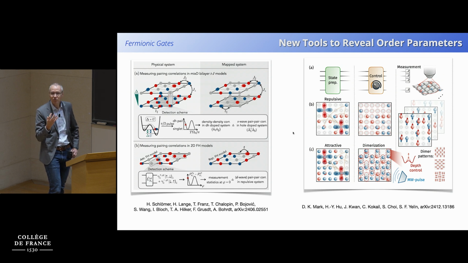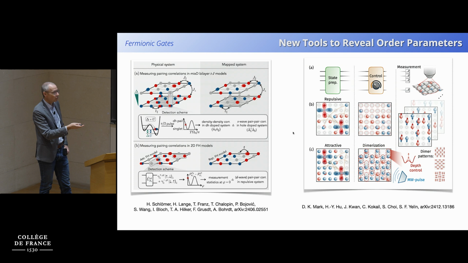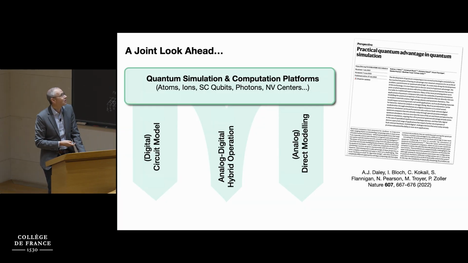So I think this is, of course, a big question. How do you actually detect superconductivity? But the gate operations I showed you actually will be the way forward to do that in actual experiments. All right, so let me finish by showing a little bit where we are going next in the experiments.